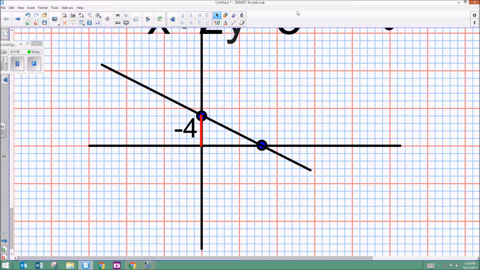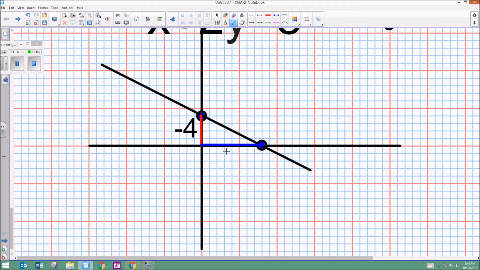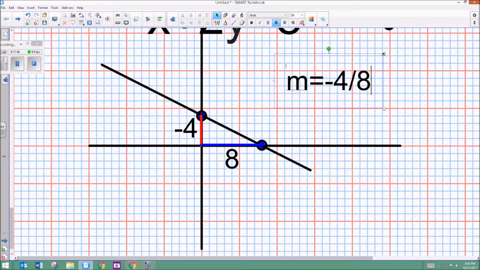And here, if I look at this run here, and let's see if I can get a blue line here, I get a run of 8. So my question is, what is the slope of this line? Well, the slope of this line is -4/8. So the slope, which is m, is -4/8, which is the same as -1/2.